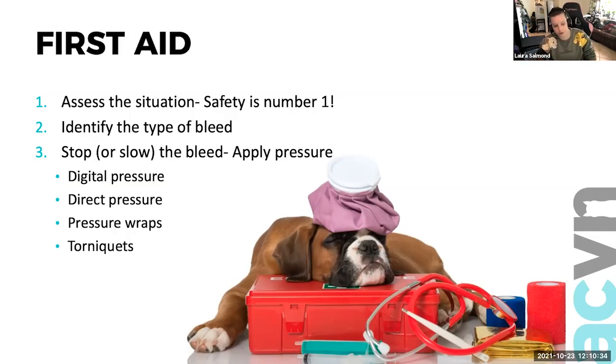Tourniquets should be used as a last resort. A tourniquet tends to go at the top of a limb. It will constrict blood flow to the whole limb. So if it's applied incorrectly or left on for too long, it may compromise the entire limb. So it should only be applied by a veterinarian or under their instruction, and it shouldn't be left on for long periods of time.